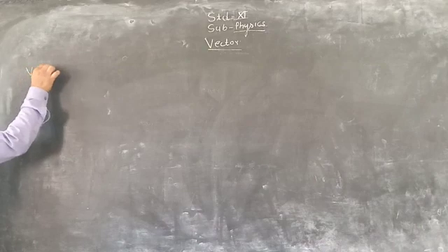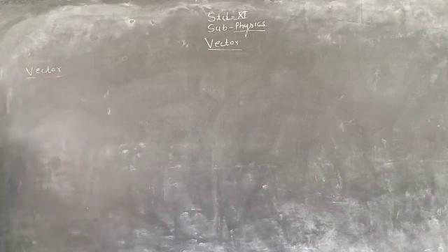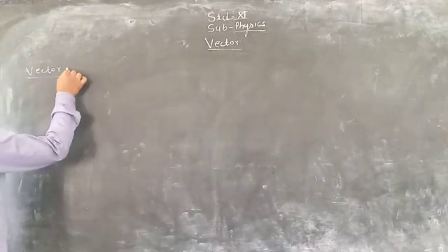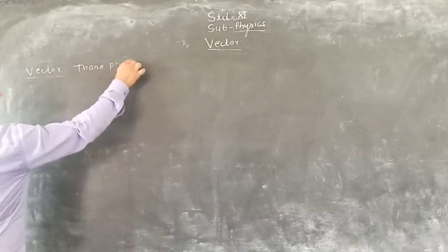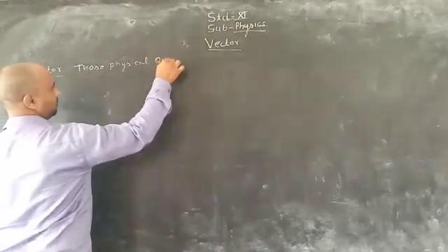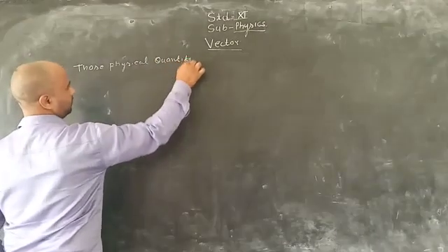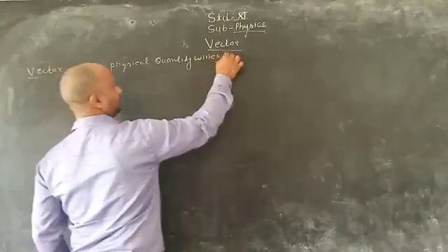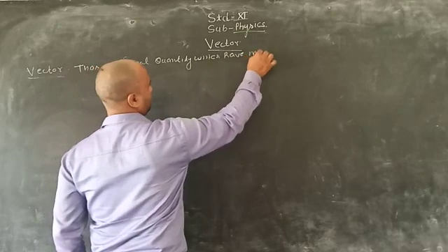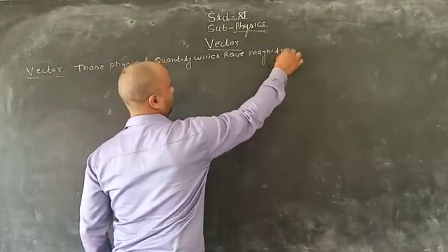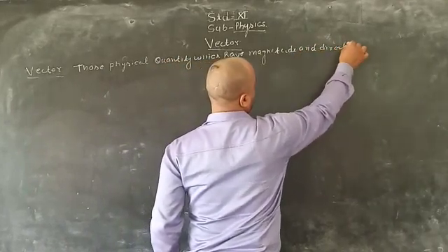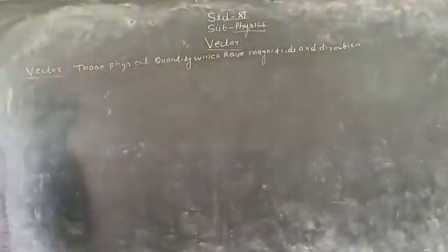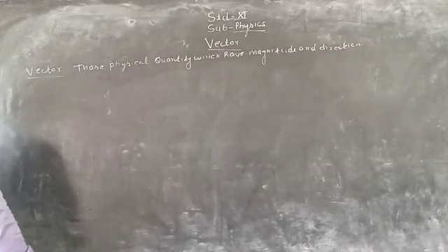First we have to define the vector. Those physical quantities which have magnitude and direction are called vector quantities.